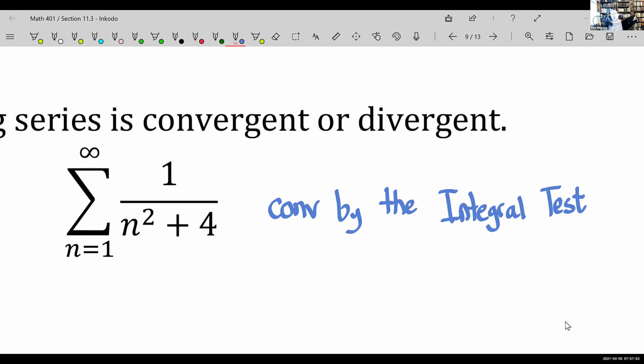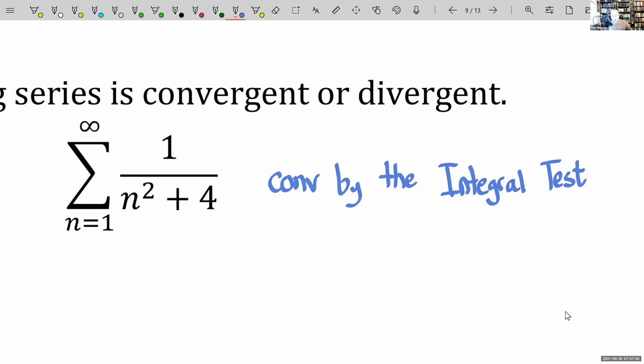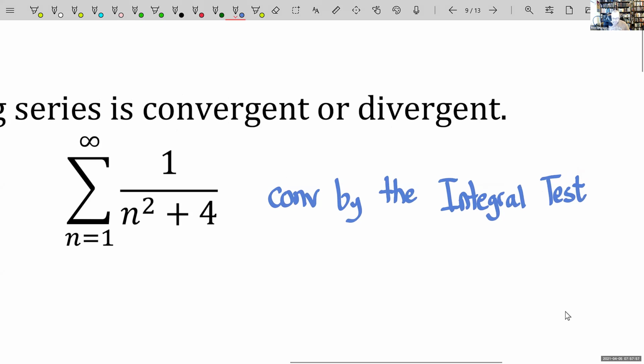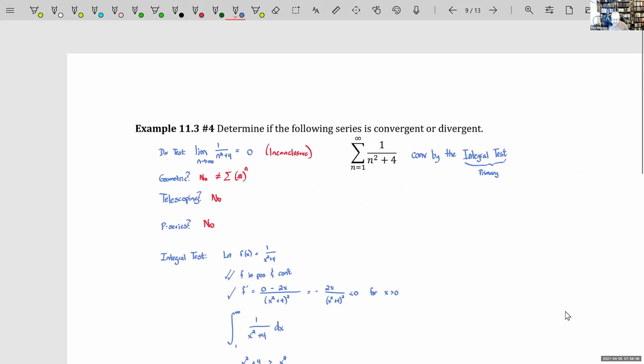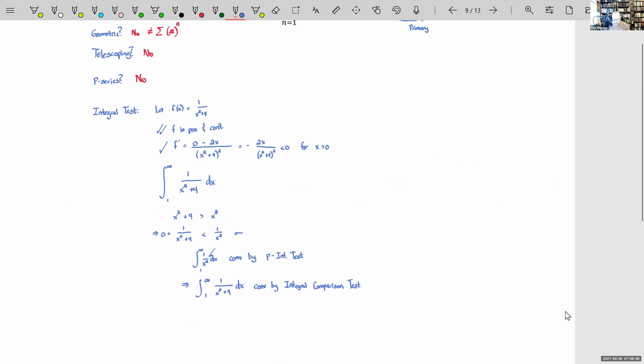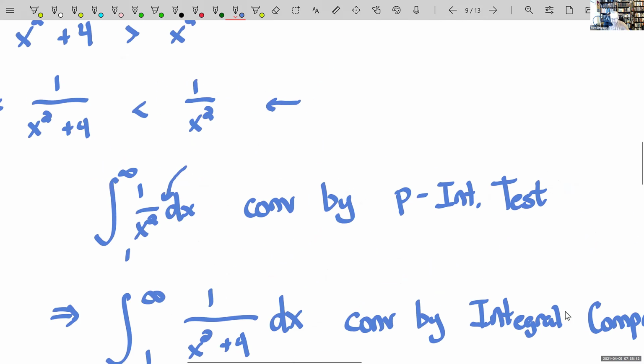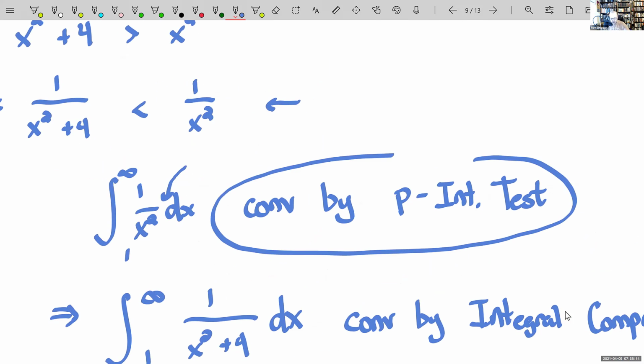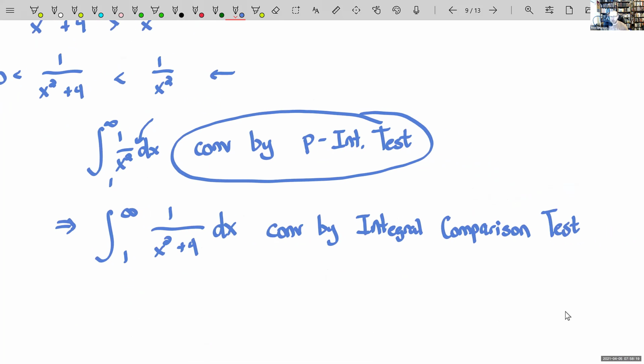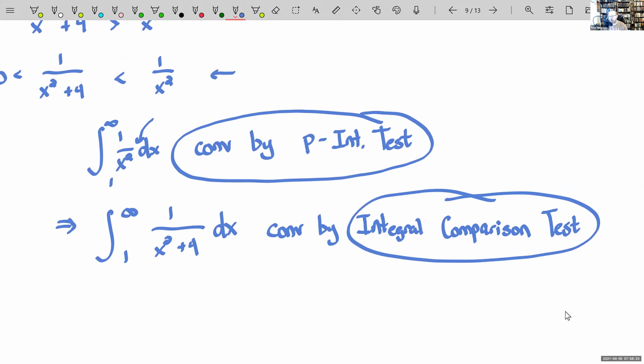Okay, so in the problem right here, we found it's convergent, and we found it's convergent by the integral test. That's the primary reason why it converges. But the secondary reason is when we actually performed the integral test, we found that it was convergent. We could select either the P integral test, right? The power test for improper integrals, or the integral comparison test. Either of those are acceptable.